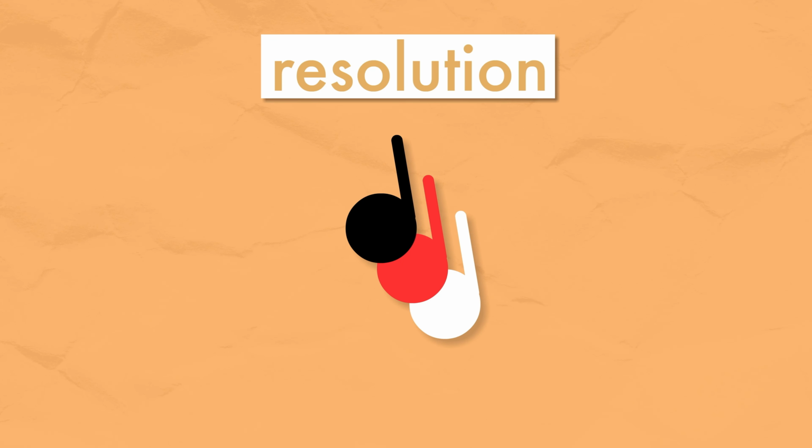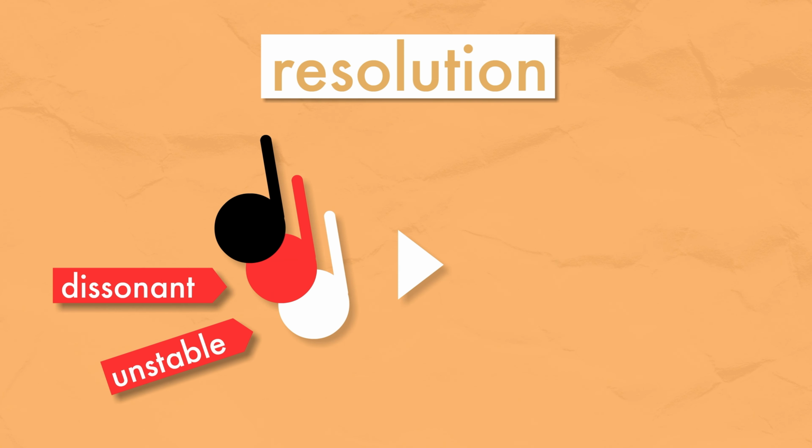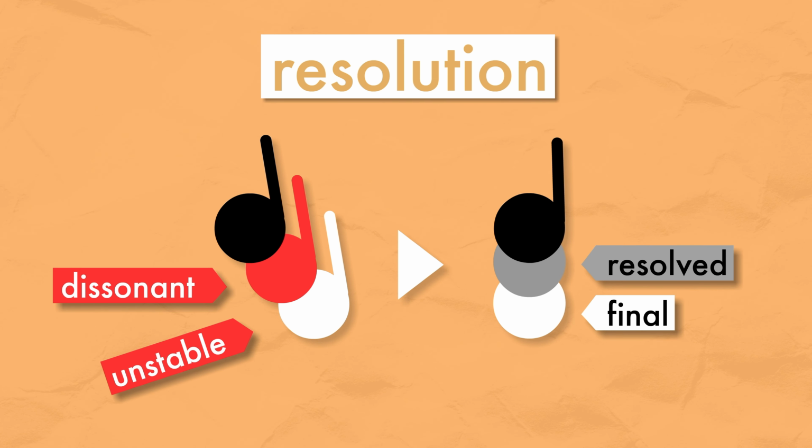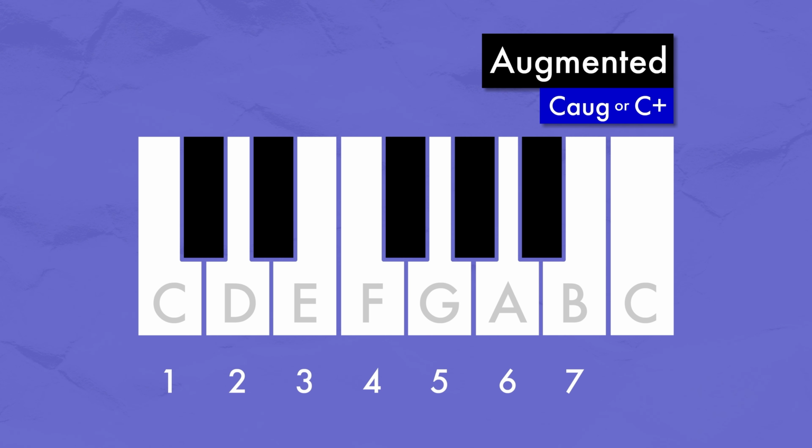But now let's move on to some 3-note chords that require resolution. This basically means that when played by themselves, they can feel dissonant and unstable, and they make us want to move on to a more resolved or final sounding chord, like the major and minor chords we just talked about. So the first of these chords is the augmented chord.